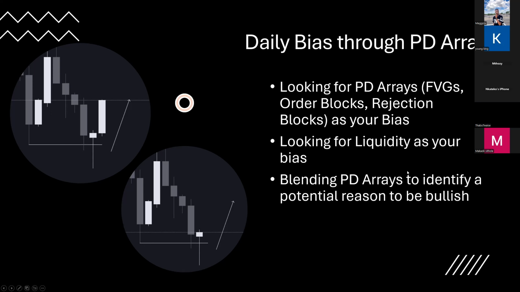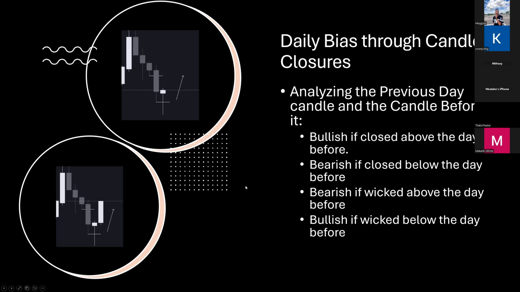So you can not only use liquidity, you can look at daily fair value gaps, you can look at daily rejection blocks. All of these can be used to identify whether or not today we are going to be going up or down. Moving on to the next slide here, it shows that we can use daily bias through candle closures. Now, this is personally my favorite way of identifying a daily bias.